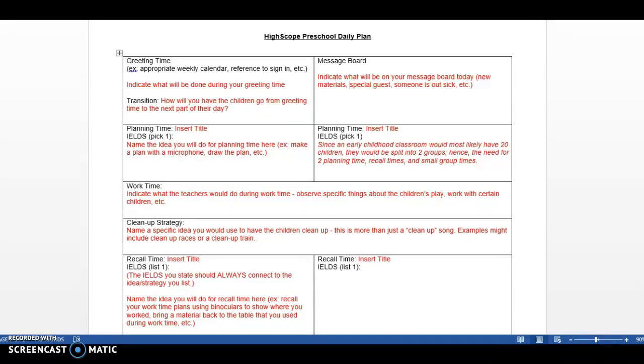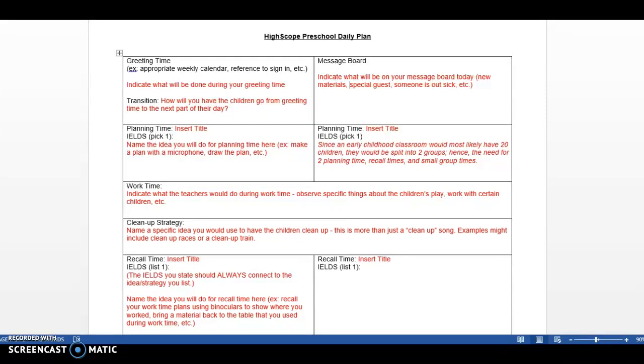You also see underneath the planning time title is the IELDS. Again, that stands for Illinois Early Learning and Development Standards. So those are the standards that we've been using the past several weeks when we've been talking about the different content areas. It may sound a little strange to link a standard to your planning time, but again, we always want a purpose and a focus behind what we're doing with our students. And so when we're doing planning time, it's helping them to develop skills as well.